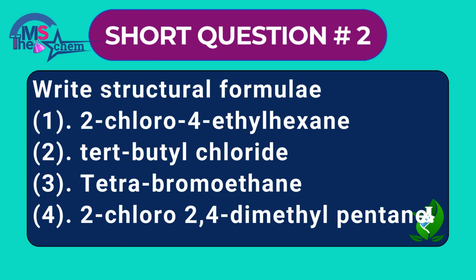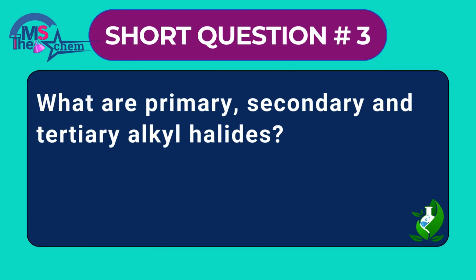Here are the four given compounds. Number 1, 2-chloro-4-ethyl hexane. 2, tertiary butyl chloride. 3, tetrabromoethane. And 4, 2-chloro-2,4-dimethyl pentane. And question 3, what are primary, secondary and tertiary alkyl halides?